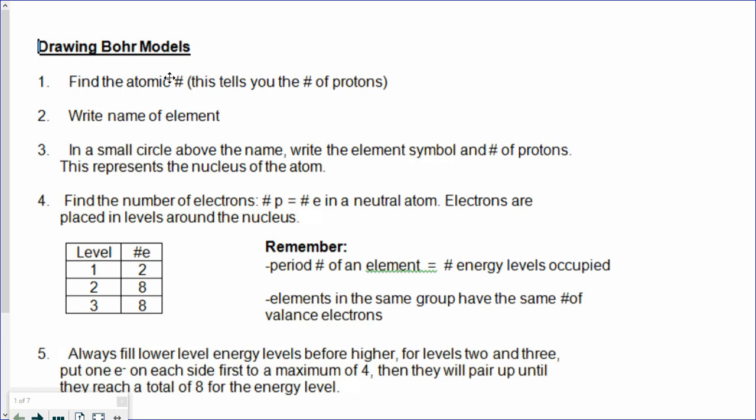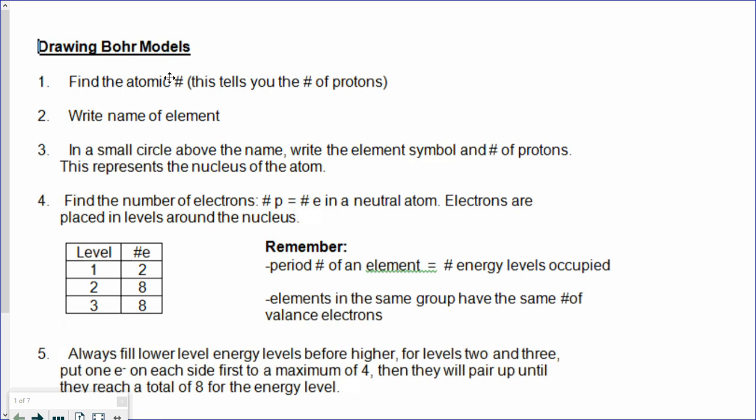So we're going to look at Bohr models. So Bohr models and energy level diagrams. So drawing Bohr models is what we're going to look at today. So Part 1 says find the atomic number. So this tells you the number of protons. We talked about that previously.